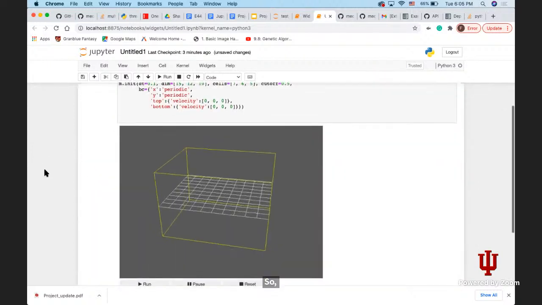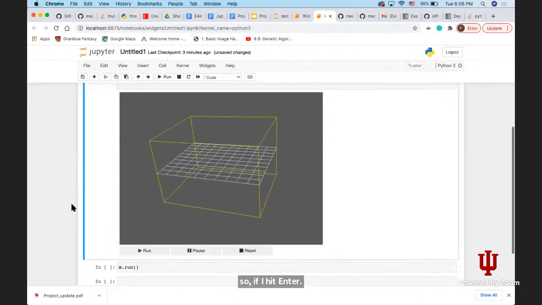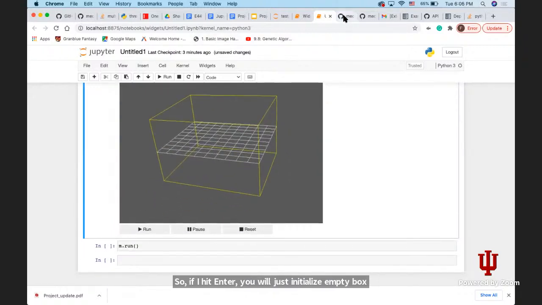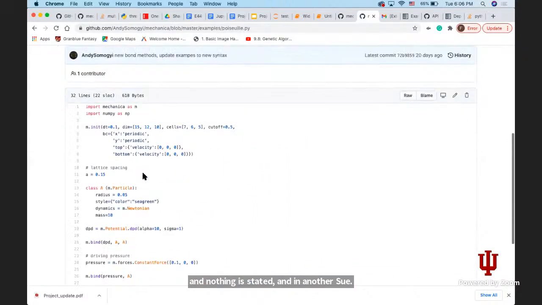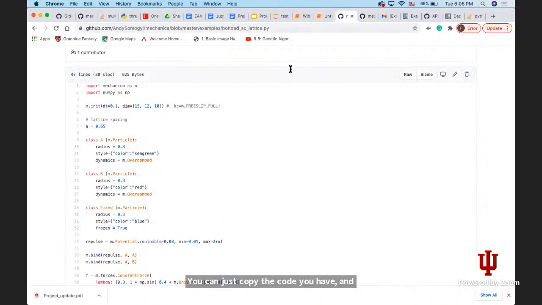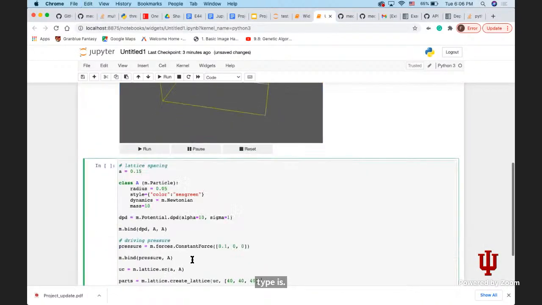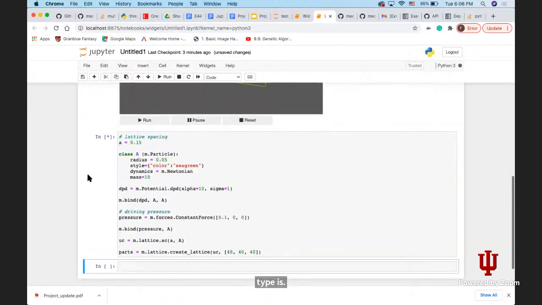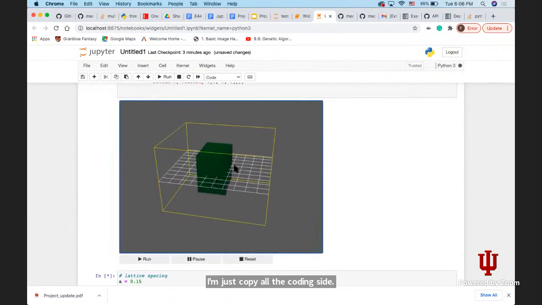So if I hit enter, it will just initialize an empty box and nothing is in it. And in another cell, they can just copy the code they have, and of course they can create this, like they can type it step by step, and just copy all the code inside it. And you can see it's automatically generating inside our empty box.